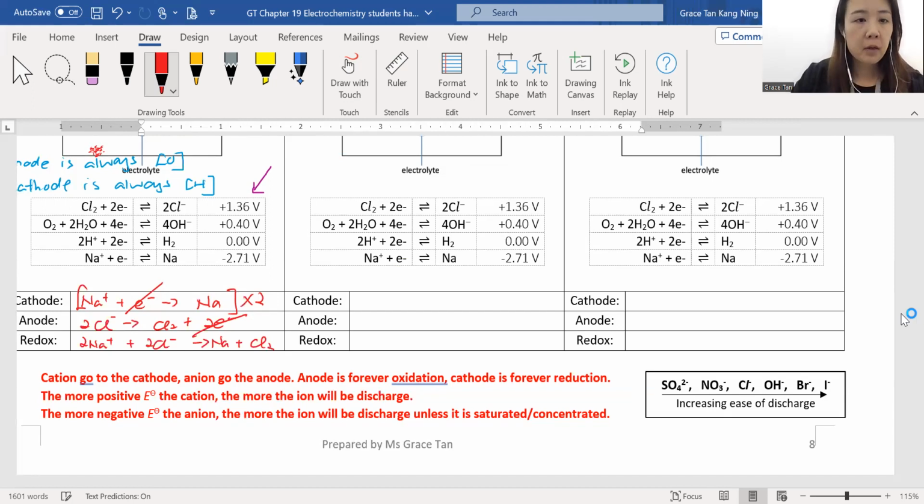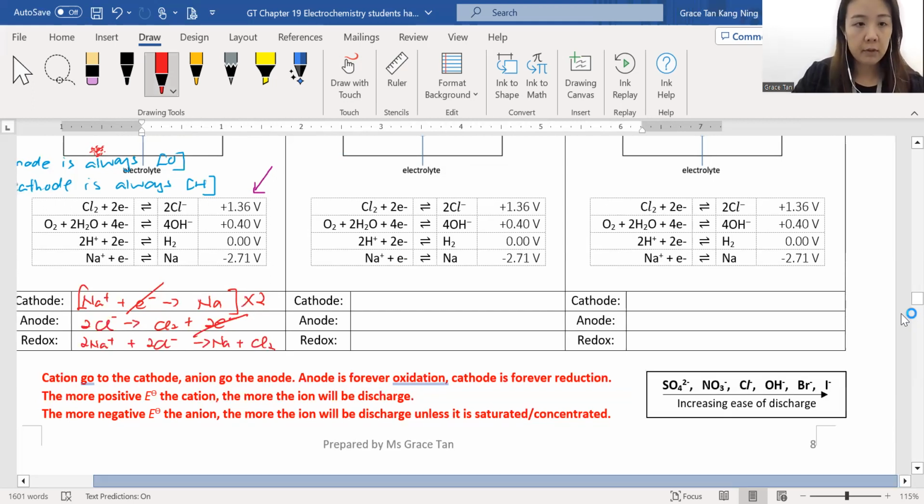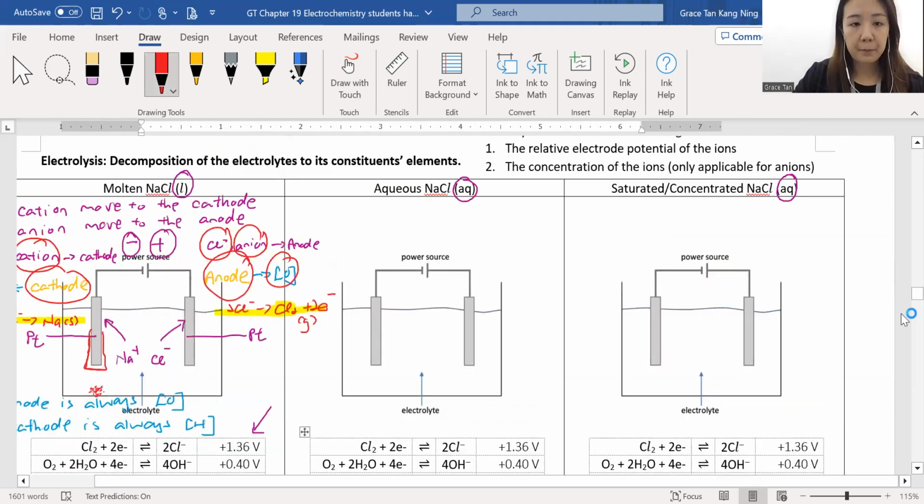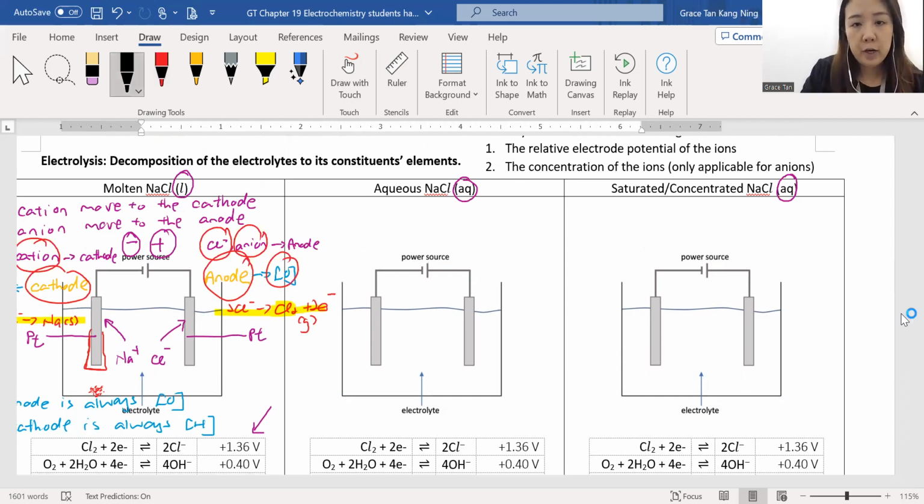So now let's move to another example, which is more frequent: the aqueous state. Aqueous means your sodium chloride was dissolved in water. That means you have H2O and you have H plus and OH minus inside. So the Na plus and the H plus will start competing, and the chloride and hydroxide, the negative charges, will also start competing for the same electron.